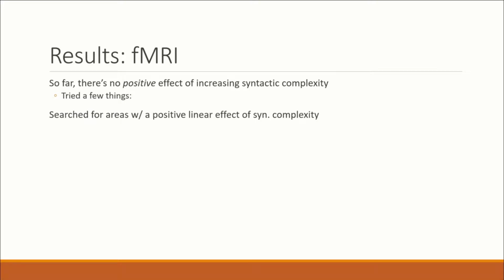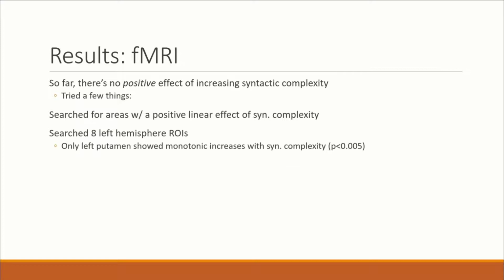First, they searched the whole brain for areas with a positive linear effect of syntactic complexity over all 24 subjects. This approach did not reveal anything, so they tried by searching within 8 regions of interest. They tried this ROI approach next because it could have greater sensitivity than the previous whole brain approach. And fortunately, the ROI approach did reveal that the left putamen exhibited a small monotonic increase in brain activation with increasing syntactic complexity.